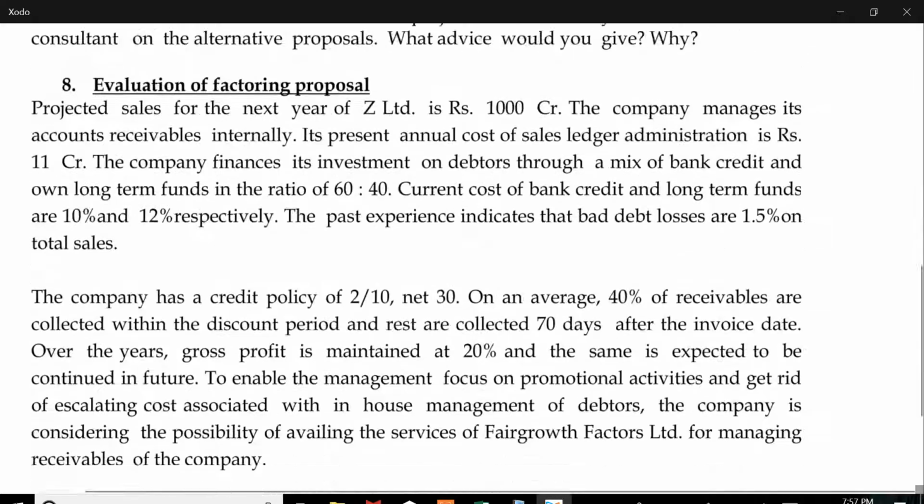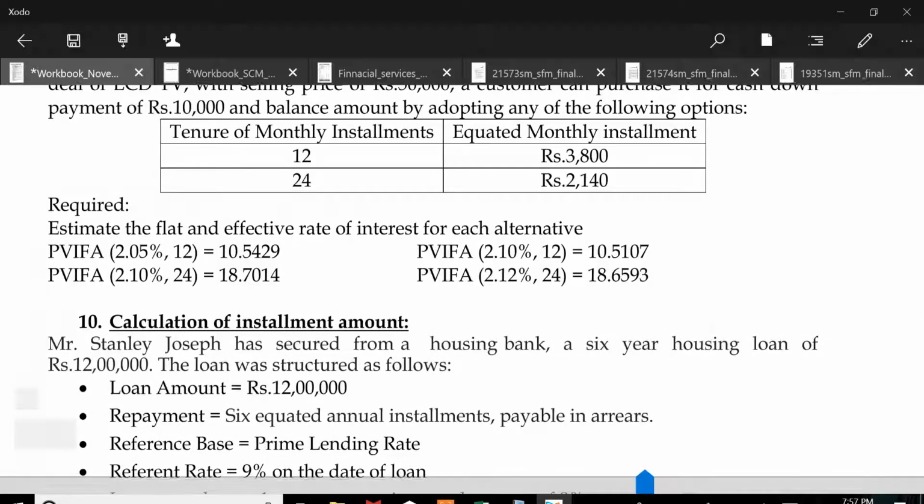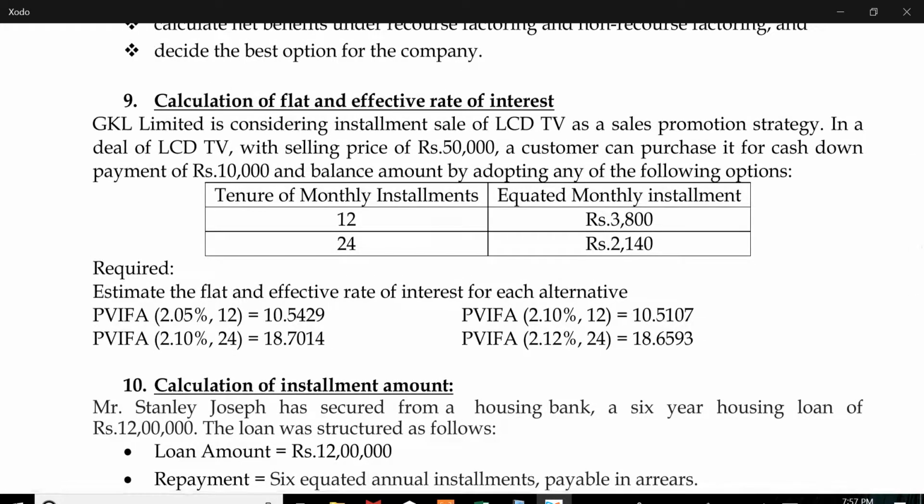Question 8 you guys can do at home. We'll quickly try to close 9, 10, 11 if possible. Let's start with 9, maybe some 15-20 minutes. Just go through question 9.